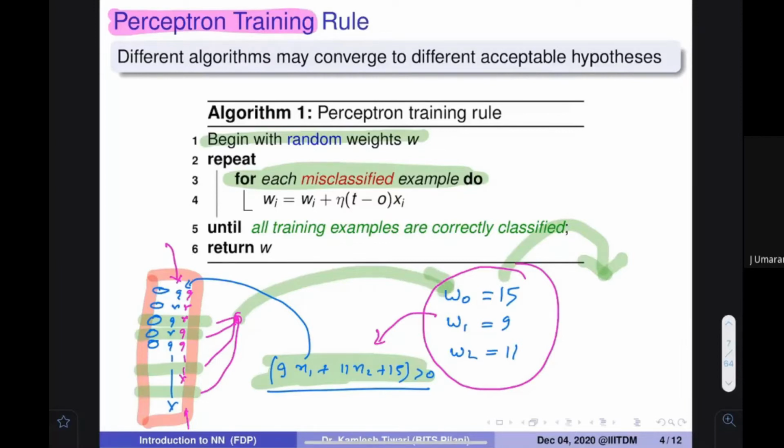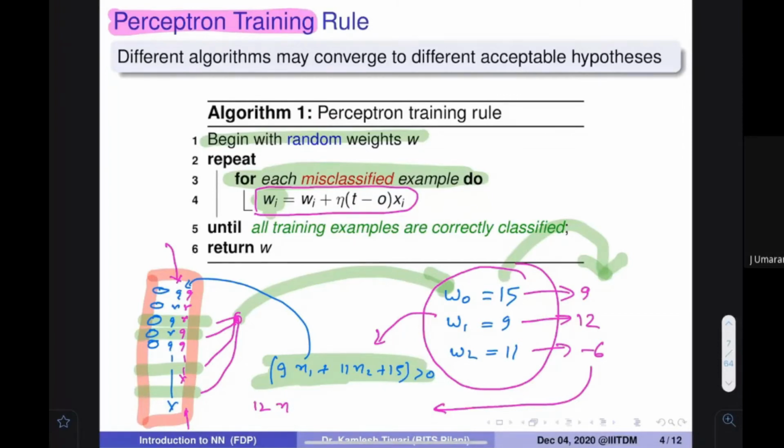What would be the new weight? It will be clear when we open this formula. But right now, let's understand that 15 becomes 9, 9 becomes 12, 11 becomes -6. For each misclassified example, you modify the weights. Then you can use the modified weights to find a new formula: 12x1 minus 6x2 plus 9 is greater than or equal to 0.